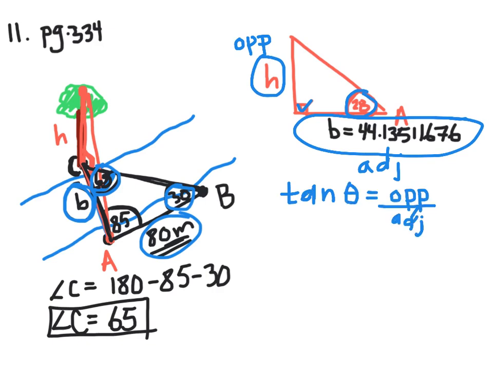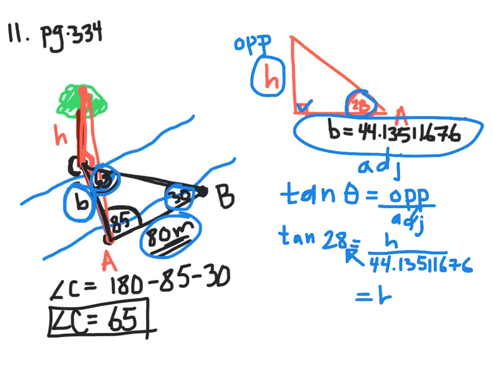Plugging in all the appropriate numbers, I get tan 28 is equal to h over that long number. Now I'm going to cross multiply that long number, and I'm going to do this in one shot. So I'll do tan of 28 first, and then multiply it by 44.1351166. And this would be my final answer. Of course, it says to the nearest meter, so this would be 23 meters. And that's how Bert would do that.